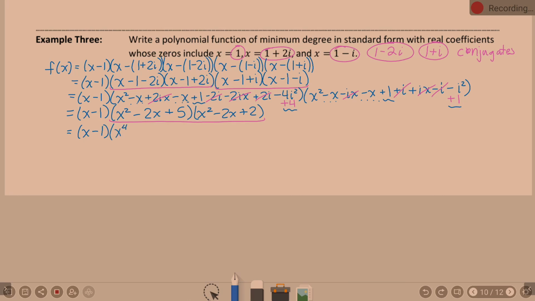X to the 4th minus 2x cubed plus 2x squared. Now I'm distributing negative 2x. Negative 2x to the third plus 4x squared minus 4x. Now I'm distributing 5. 5x squared minus 10x plus 10.